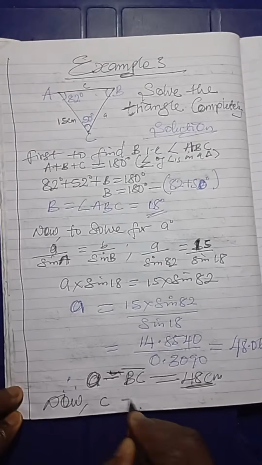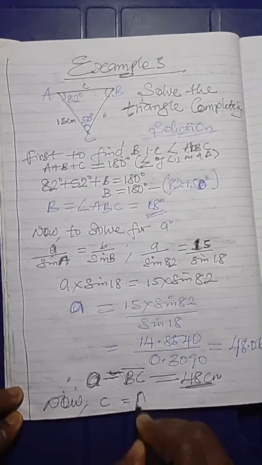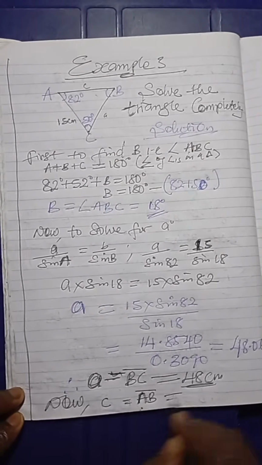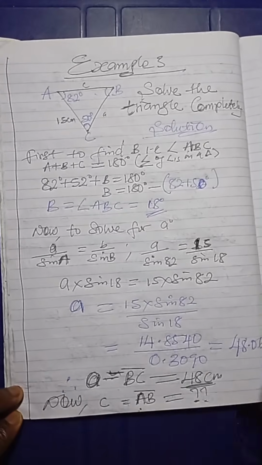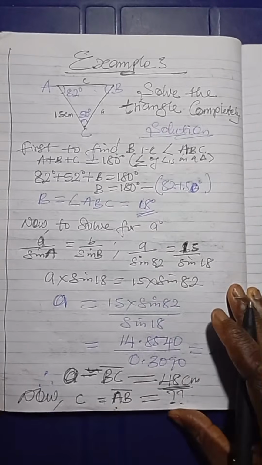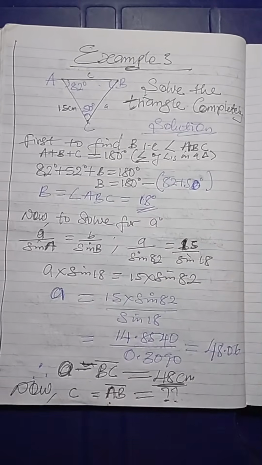Now c, which is AB, is dash. Share it in the comment section.